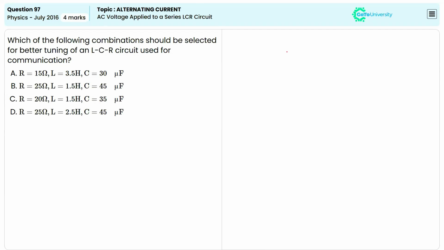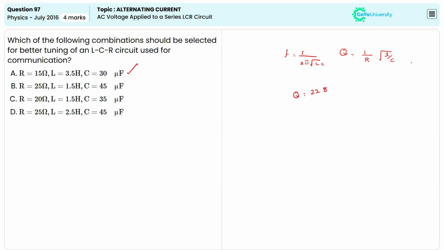F is equal to 1 divided by 2 pi root of LC. And in the case of Q factor, we can write Q is equal to 1 divided by R times root of L divided by C. Now we are going to apply the values in each formula, and then we are going to calculate the Q. So when we are applying the option A values in the formula of Q, we will get the value of Q is equal to 22.8.